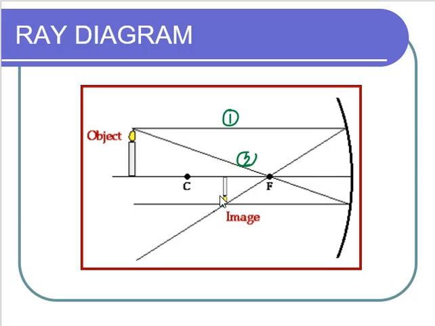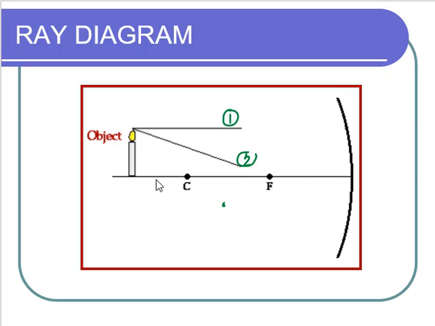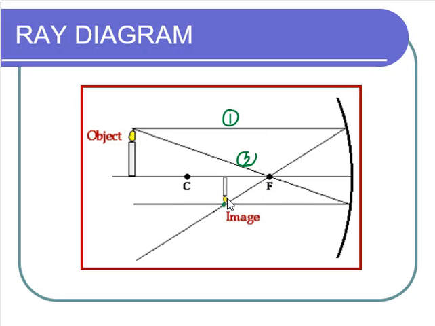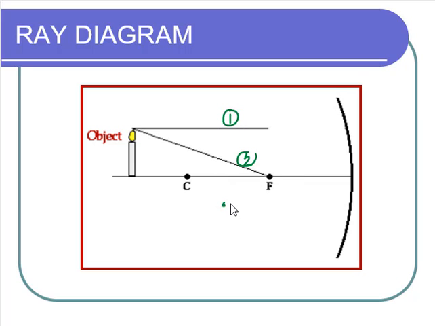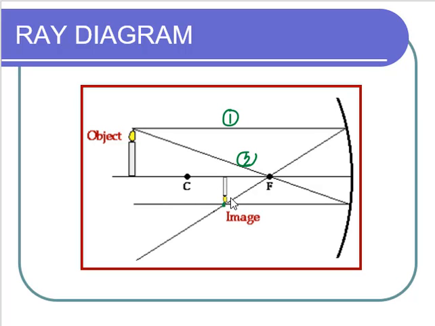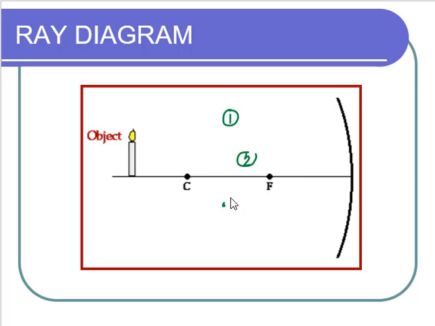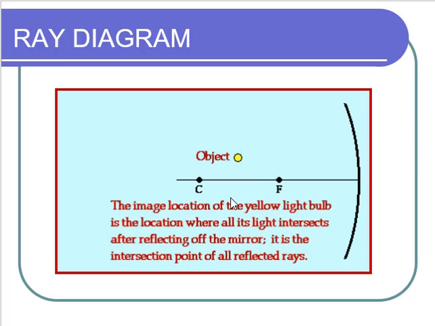So you can now observe that the image is smaller than the object. It's located between C and F, and it's inverted. Okay, therefore, it's a real image. An indication that it's a real image is if the image is inverted. Okay, so that is one example. Let's take a look at this one.